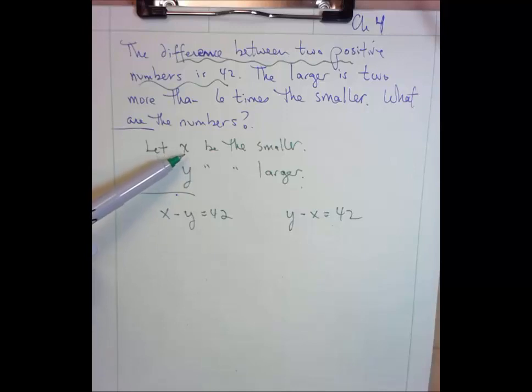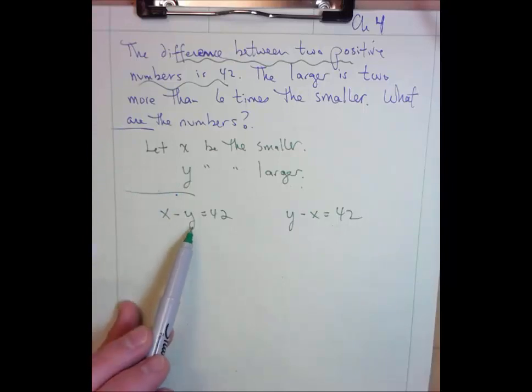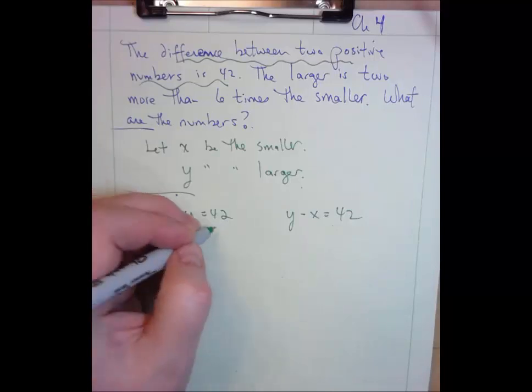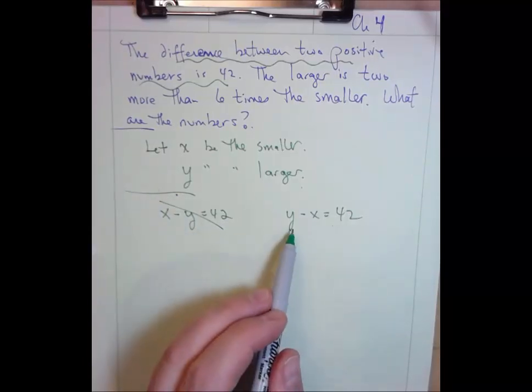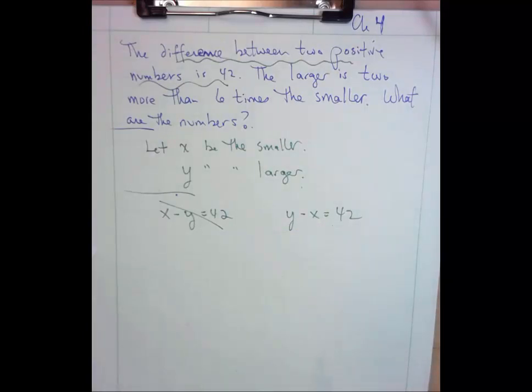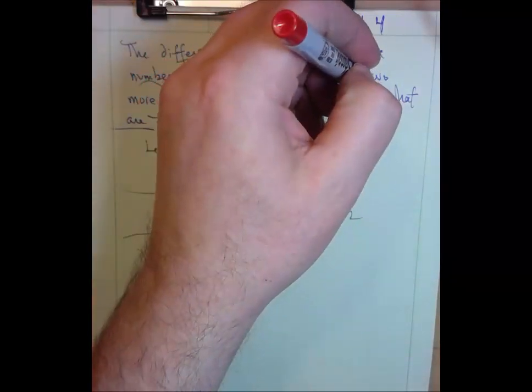We've designated x to be the smaller of the two numbers, and y is the larger. If x is smaller than y, then x minus y needs to be a negative number. This particular expression doesn't do that for us. So here we have the larger minus the smaller, and that is 42, which is a positive number, so this is consistent.